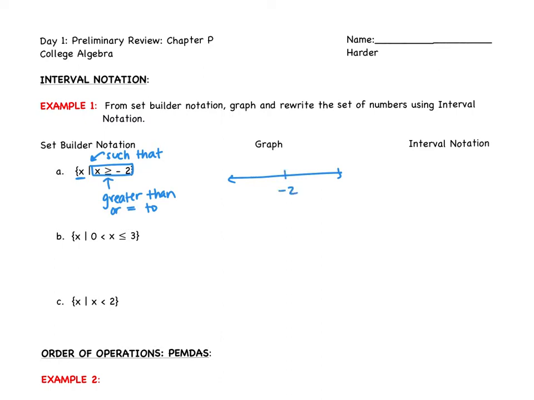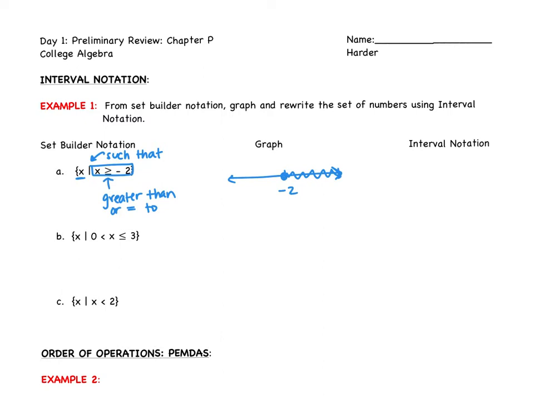So if we're at -2, greater than is everything to the right. And we want to include -2, so we are going to have a closed circle. So that is the graph. If you remember, closed circle means include, open circle means you're not including it.